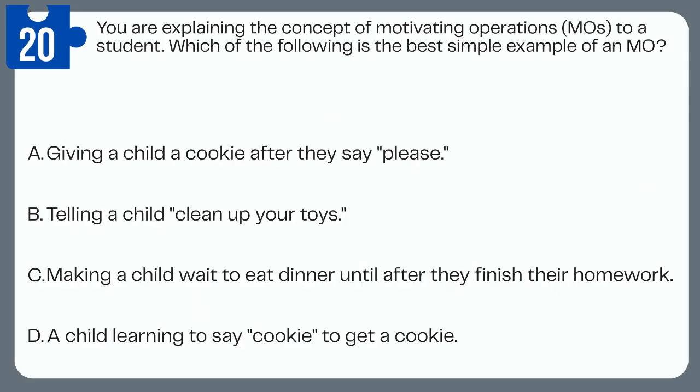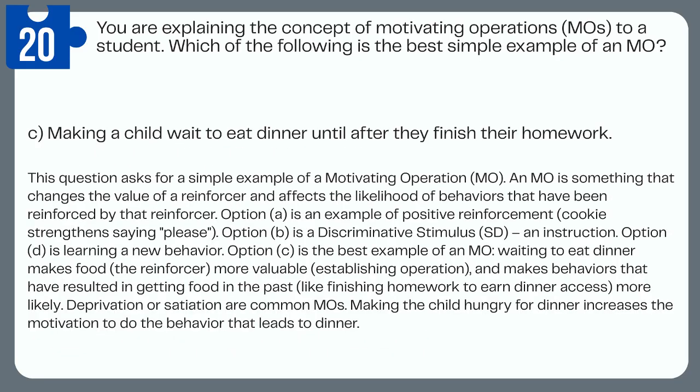Question 20. You are explaining the concept of motivating operations, MOs, to a student. Which of the following is the best simple example of an MO? A. Giving a child a cookie after they say please. B. Telling a child, clean up your toys. C. Making a child wait to eat dinner until after they finish their homework. D. A child learning to say cookie to get a cookie. Answer: C. Making a child wait to eat dinner until after they finish their homework.